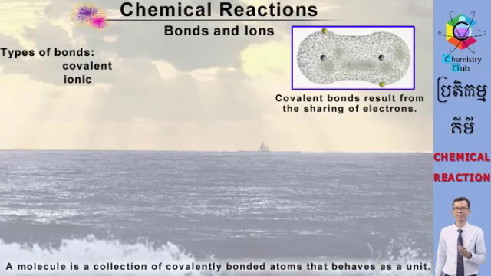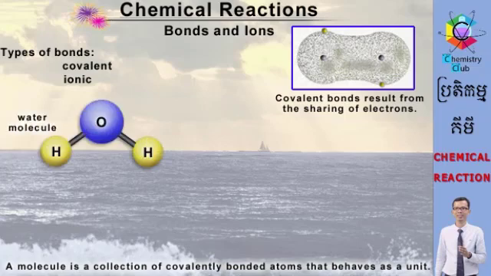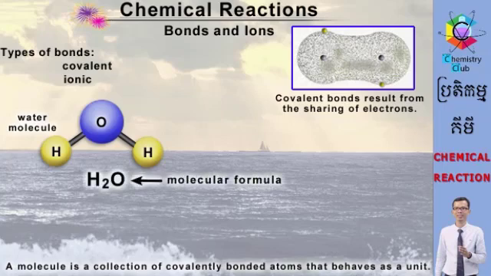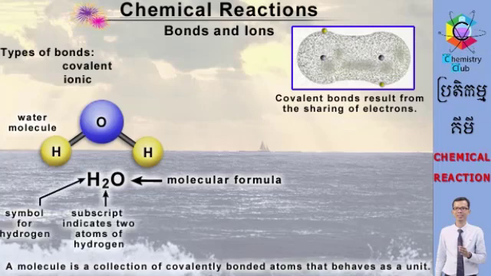A molecule is a collection of covalently bonded atoms that behaves as a unit, such as the water molecule. As anyone who has seen the ocean is aware, bodies of water can be quite large, but each water molecule is a discrete entity with specific hydrogen atoms attached to a specific oxygen atom. Because of this, molecules are represented by molecular formulas, in which the symbol of each element in the molecule is followed by a subscript indicating how many atoms of that element are in the molecule.